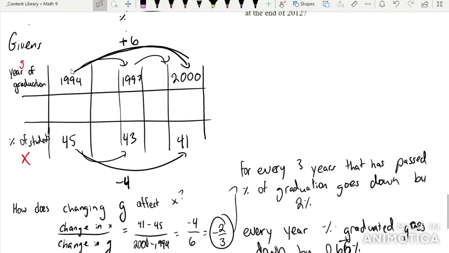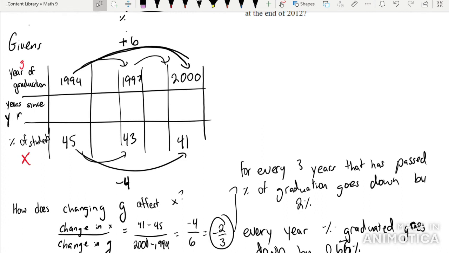Now, one of the good things about these graphs or equations is that I can pick a starting point. Right now, our starting point is 1994. That kind of sucks because it isn't 0. So I'm going to make a new variable. I'm going to call it y, and I'm going to call it years since 1994. I'm going to pick 1994 as my starting point. So now I have 0. If I was to go 3 years ahead to 1997, I have 3, and then I have 6. Now, if I look at this, I'm now starting with much simpler numbers, and I can see I'm starting at 0 and I'm going to 45. I'm going to 3 and I'm going to 43, and then so on.